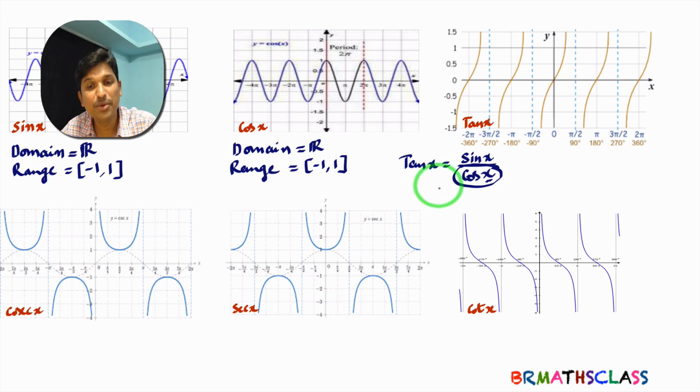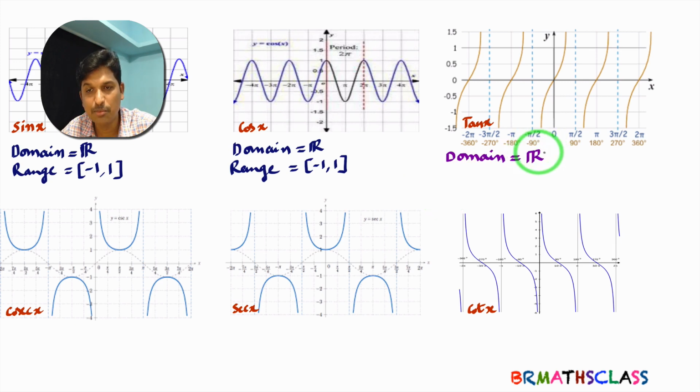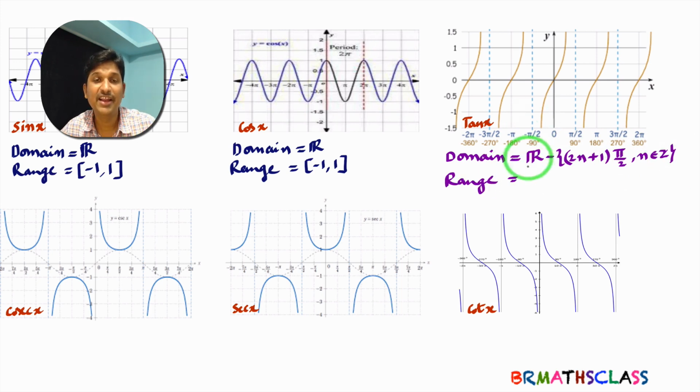So what I am trying to say, when cos x is 0, at that point tan x is not defined. So what is the domain of the tan function? The domain of the tan function is all real numbers except odd multiples of pi by 2, (2n plus 1) into pi by 2. Here what is n? n is an integer. The range of the tan function is all real numbers.